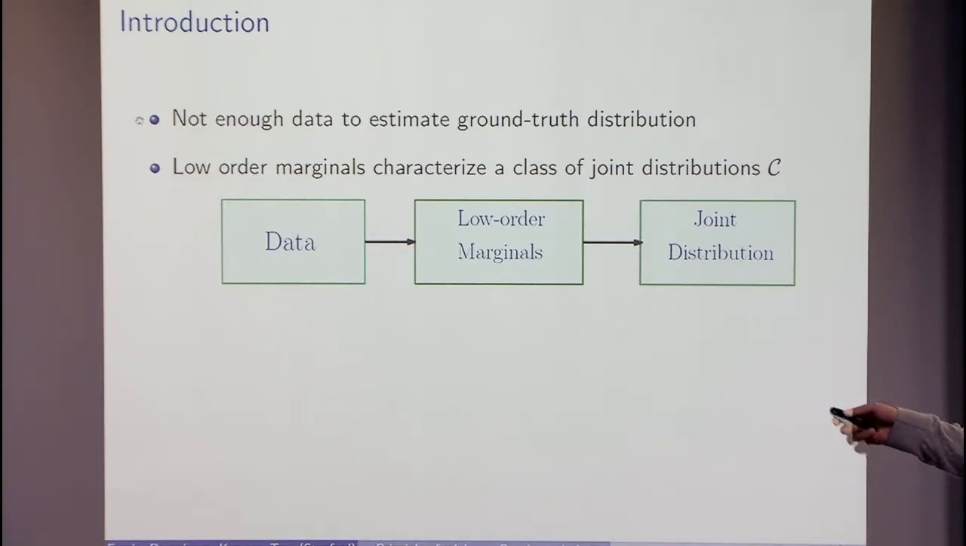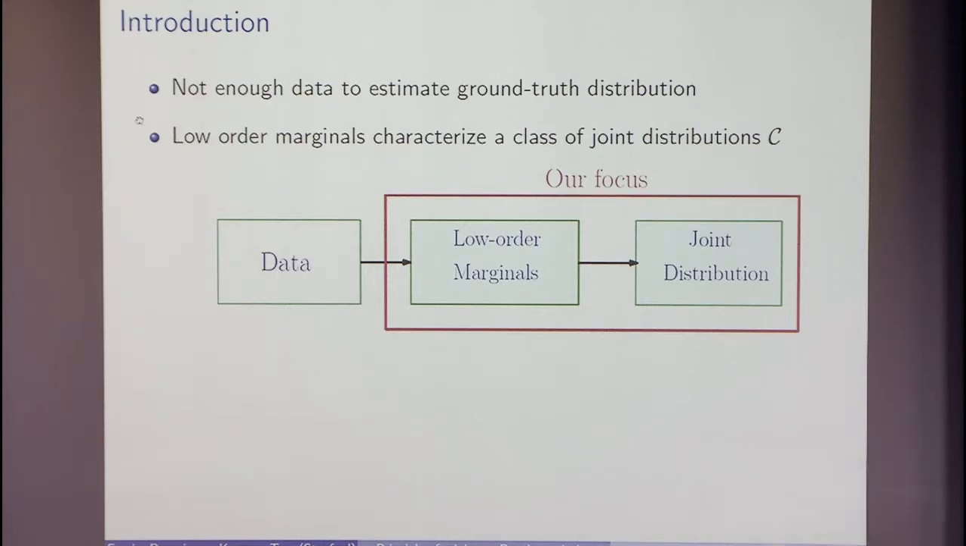Okay? So an approach to do this is we can find some lower order marginals from the data, so we can estimate them reliably, and then we go through this step and estimate a joint distribution that agrees with these lower order marginals and represents our data for modeling goals. So our focus in this talk is on this step from lower order marginals to joint distribution. We want to study what's the right way to find the joint distribution from these lower order marginals.